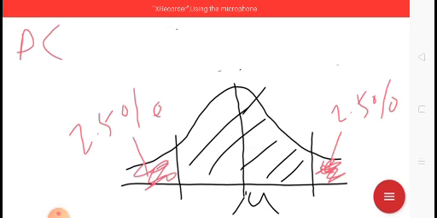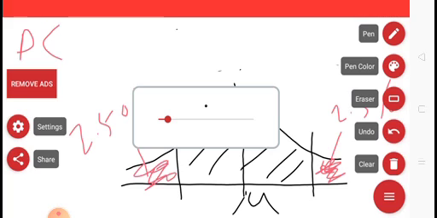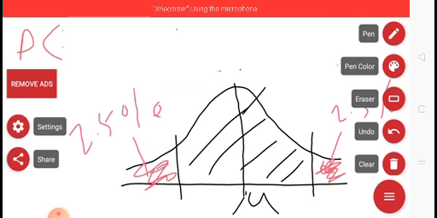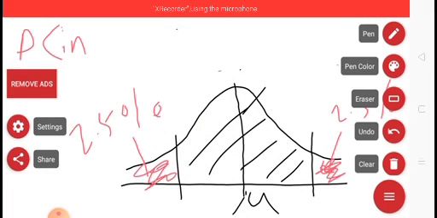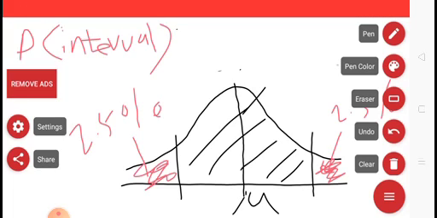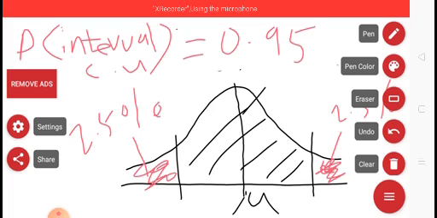Okay, the probability of the interval containing the mean will be equal to 0.95. So on the opposite side, the probability that the interval does not contain the mean will be 0.05. Okay, this is the concept for the confidence interval.